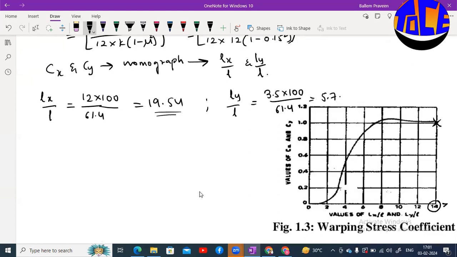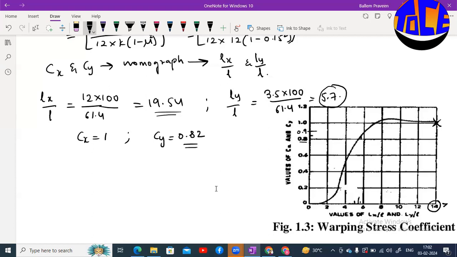Okay, so we have 19.5, so we can take Cx is equal to 1. And Ly by L is 5.7. So 5.7 means this is 4 and this will be 5. Maybe this will be 5.5 and here this will be 5.7. So that means somewhere here. Okay, so this is 0.8, just above 0.8. So maybe we can take 0.82, because half of this will be 0.9. So we can take 0.82 or 0.83 like that. So let us take 0.82.